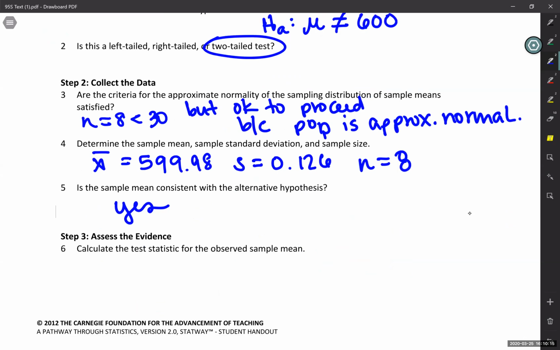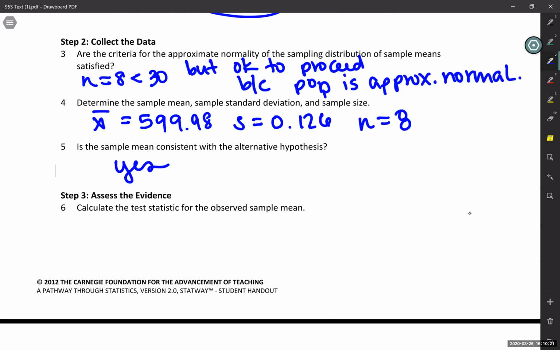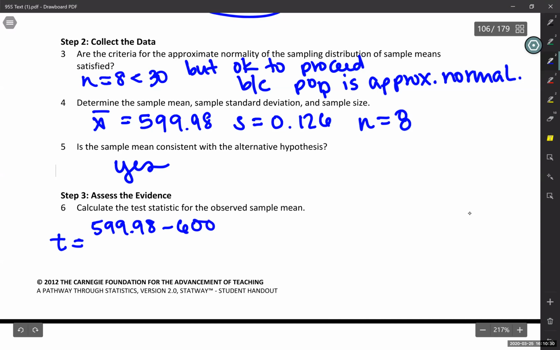Okay, so we're going to calculate the test statistic. So T is X bar minus mu over S over the square root of 8.